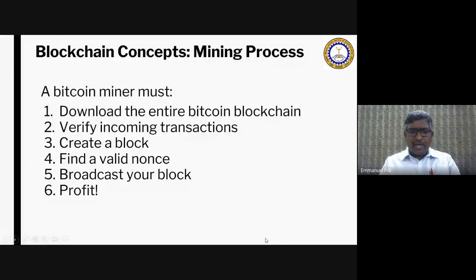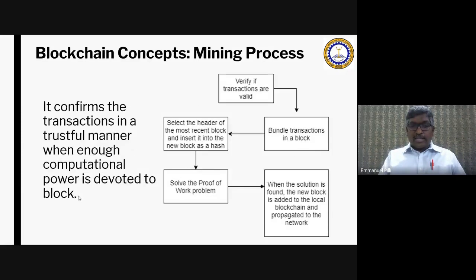So let me continue with what I was dealing with earlier. The PowerPoint slides. Okay, so we have looked at some of these blockchain, and how the mining process works is you download the entire Bitcoin blockchain, verify the incoming transactions, create a block. Very easy to create a block because you have all those values, but the most important thing is finding the valid nonce value which satisfies a particular hash value which begins with 19 zeros. So finding that nonce value is very important. Once you find the nonce value, you broadcast your block and then you get the profit of six bitcoins. So once you have the six bitcoins, you go to a Bitcoin exchange, sell them, get the money, and then you can do whatever you want, and real money, right?